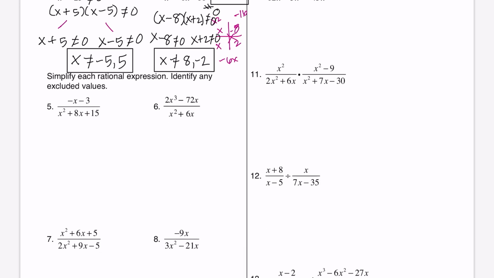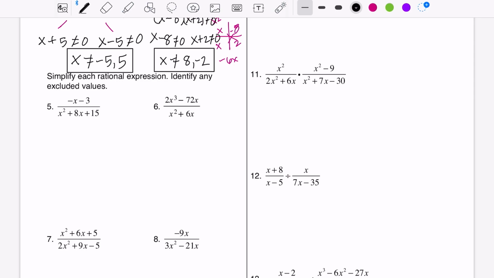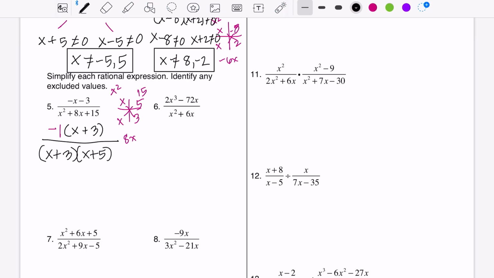All right, moving on to simplify. So you will have 2 of these on your test. The first one is kind of tricky. It has a -1 in common. So anytime there's that negative in front, make sure you factor it out. And then I'm going to t-chart that bottom. Crisscross, add to the middle. And then these are common factors. So I'm left with -1 over x plus 5.